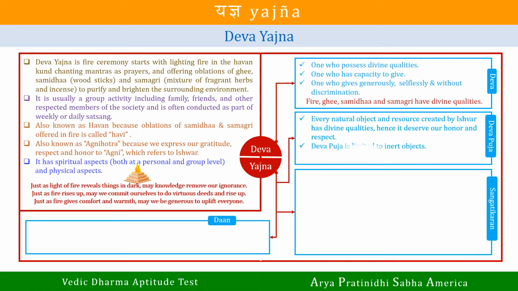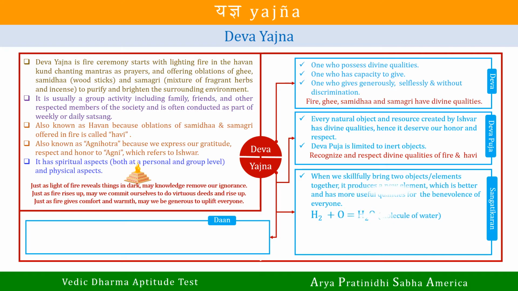In the context of Dev Yajnya, Dev Puja is understanding and accepting the fact that every natural object and resource created by Ishwar has divine qualities. Hence, it deserves our honor and respect. Dev Puja is limited to inert objects only. This means that we should recognize and respect divine qualities of fire and Havi. Correct. Sangatikaran is a very important aspect of Dev Yajnya.